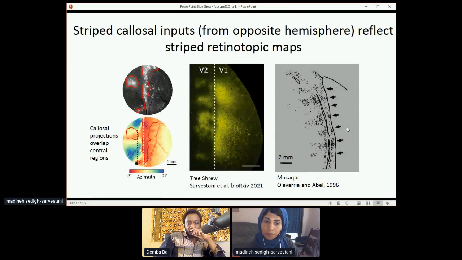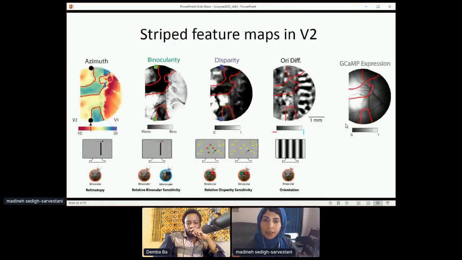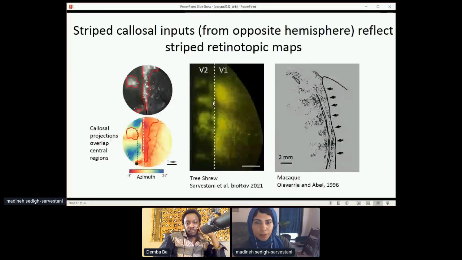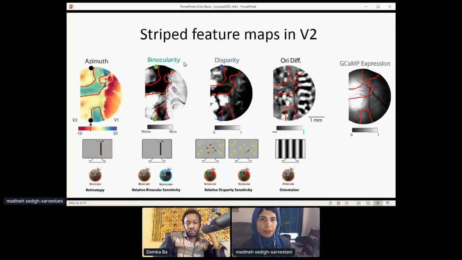Oh, and the other thing this tells us, this striped pattern of callosal projections, is that these regions might be more sensitive to binocular stimuli or, say, horizontal retinal disparity stimuli. And that's exactly what we see when we measure binocularity sensitivity, horizontal disparity sensitivity, and sensitivity to grating orientation. So there's two things I want to point out quickly here. One is that there are functional domains. There are segregated stripe-like functional domains for each of these visual features. And the second is that their pattern is correlated with the pattern of the retinotopy map.